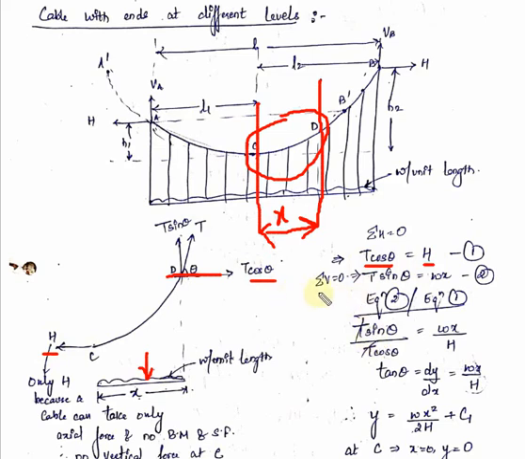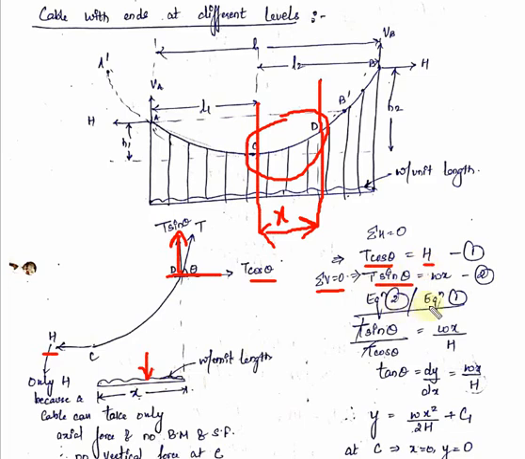Now we will apply summation of all the vertical forces is equal to 0. So total upward force is equal to total downward force. In this diagram, you can see that total upward force is T sin theta. So this force is acting in the upward direction. So T sin theta equals total downward force, and the downward force is this UDL, which is acting in the downward direction. The UDL can be converted into a point load by multiplying it with the length of the UDL. Therefore, T sin theta will be equal to W into x.